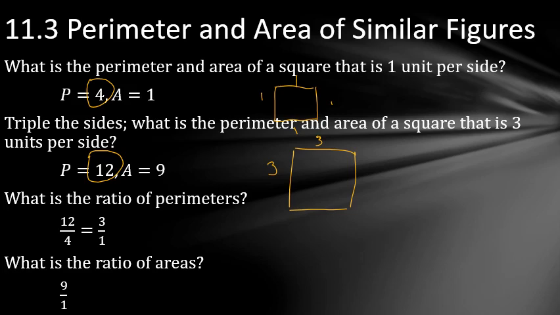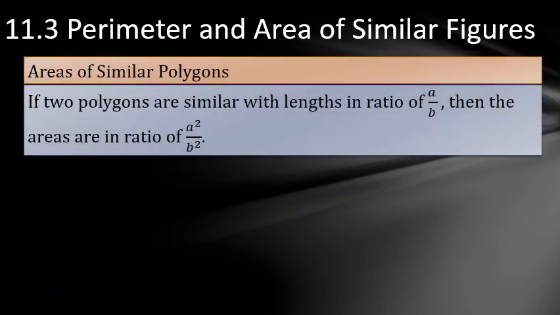Now wait, are 3 to 1 and 9 to 1 the same? No. But wait, what's 3 squared? 9. So maybe the ratio of the areas is the ratio of the perimeters squared. Areas of similar polygons: if two polygons are similar with the lengths in a ratio of a to b, then the areas are in the ratio of a squared to b squared. Remember, perimeters are lengths.